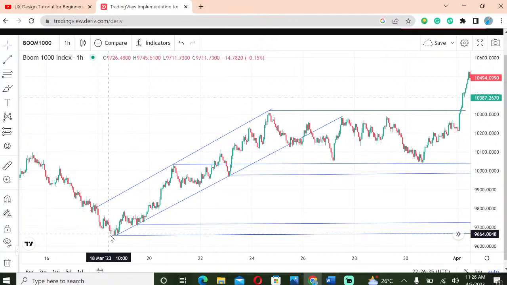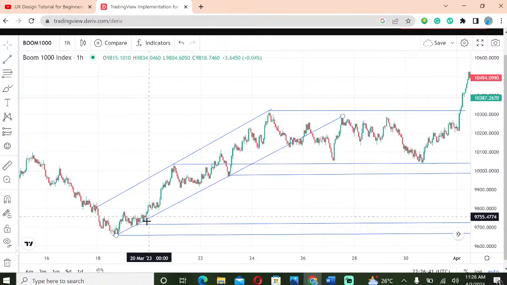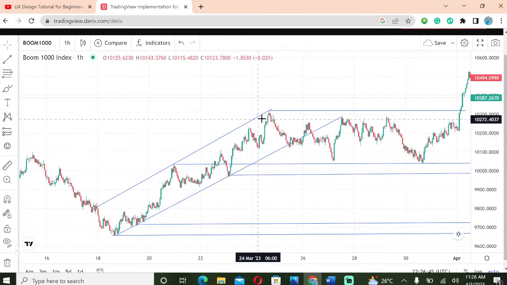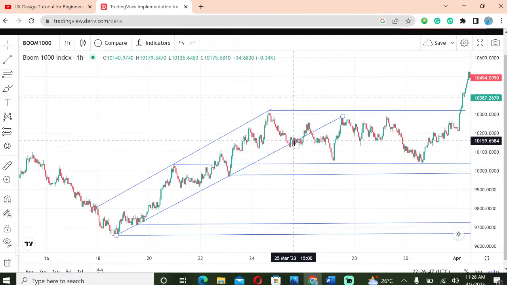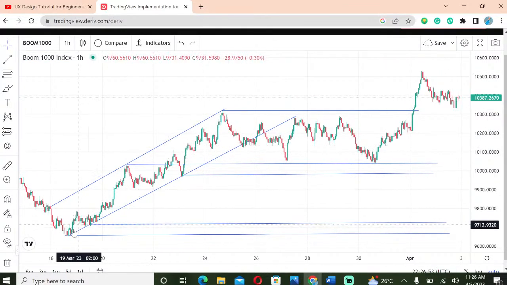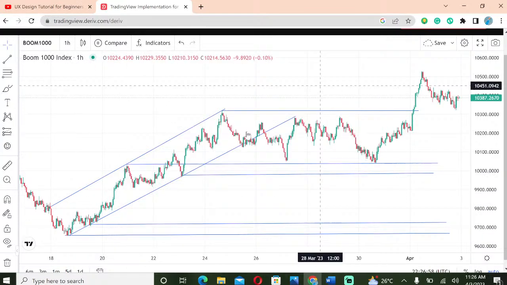I told you guys that we are going to identify all the rejection zones like this. We have one here, we have two, we have three, we have four, we have five, and we have this six. This particular level, we have this side. So we are going to be marking out this particular zone every time. We are going to mark that out.